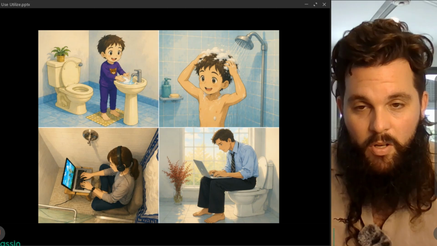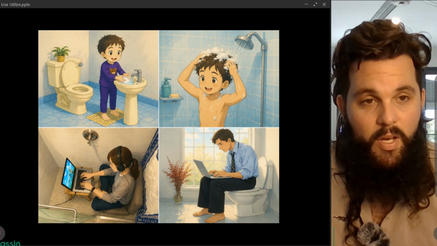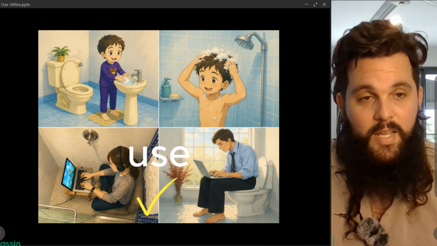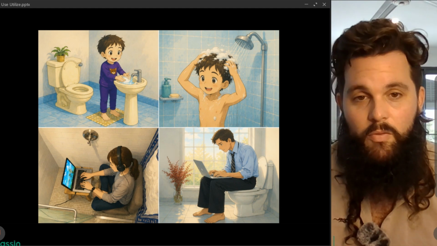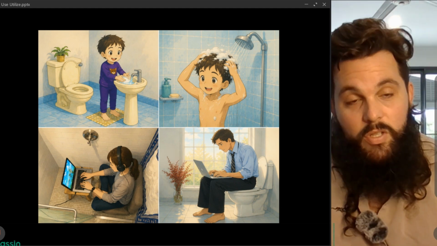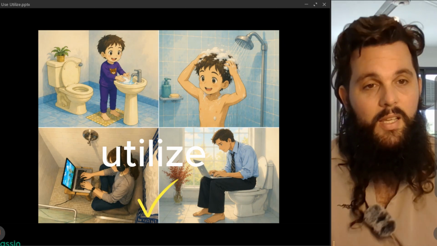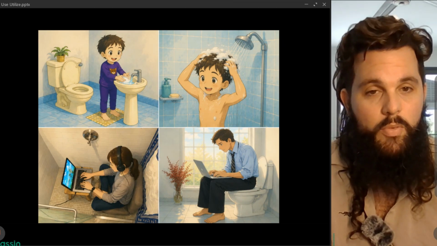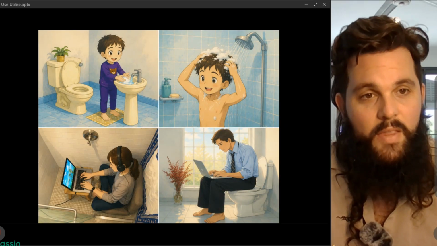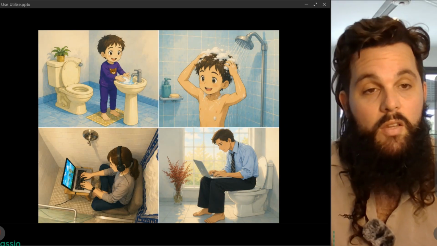Now, the two people on the bottom, they're using the bathroom as an office. You can say use for that. I used the bathroom as an office. But you could also use the word utilize here as well, because they're using the bathroom outside of its intended purpose. So utilize works in the second one, but not in the first one.